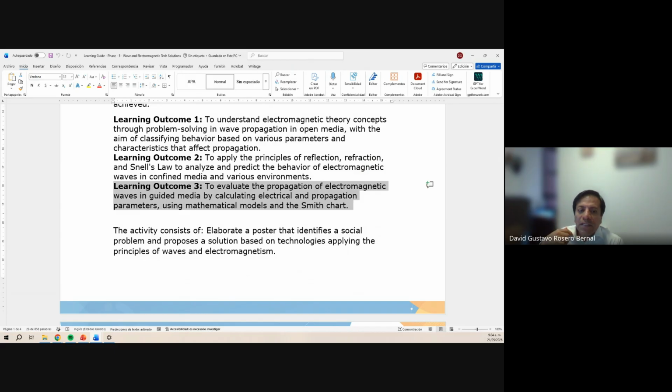So phase number 5 is not asking you to learn something new from scratch. It is asking you to demonstrate that you have internalized all these three outcomes by applying them to a real social and environmental problem.